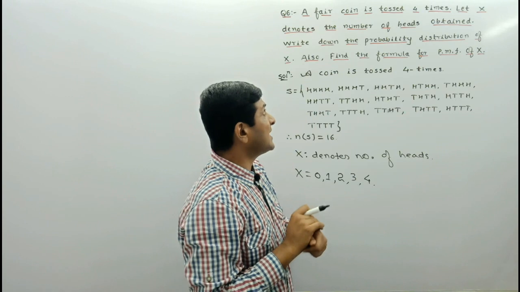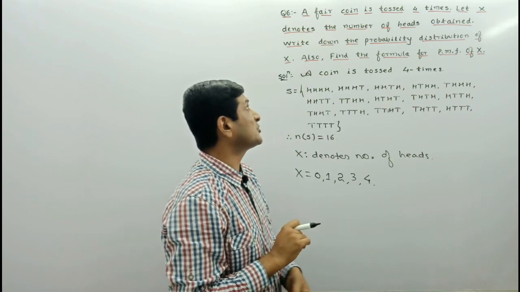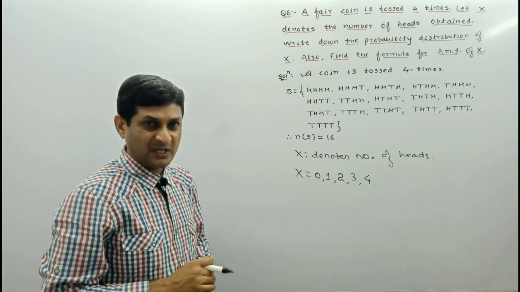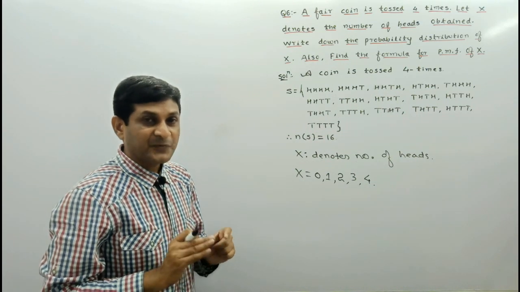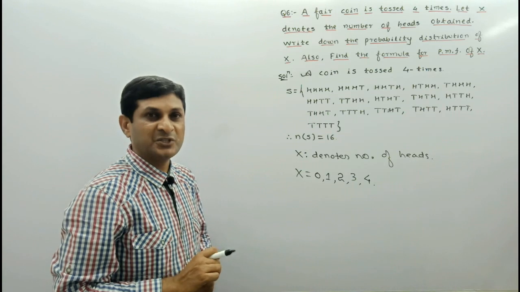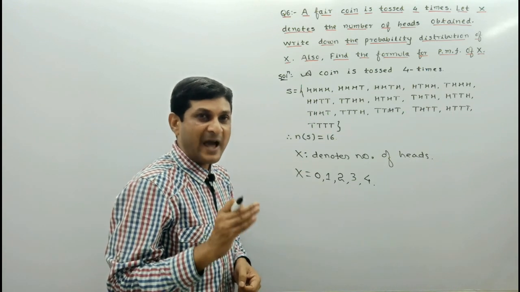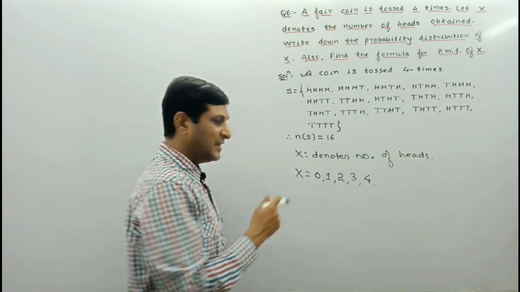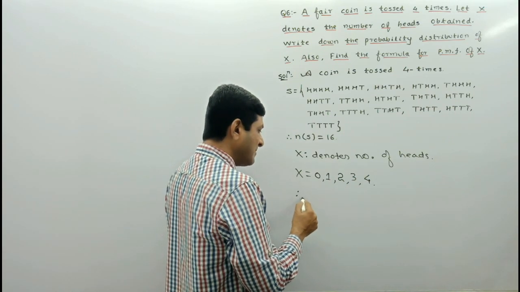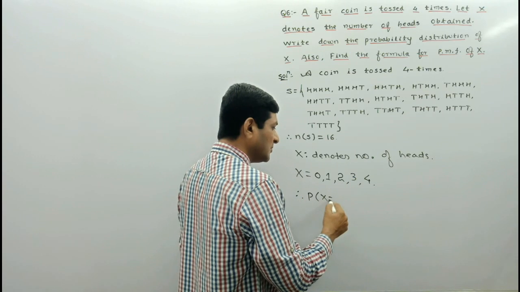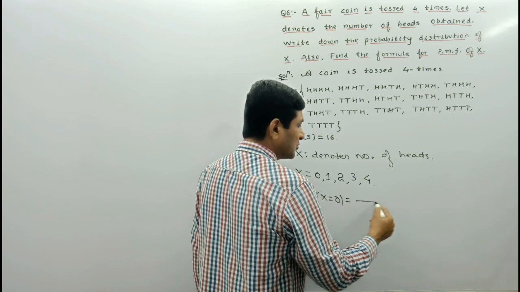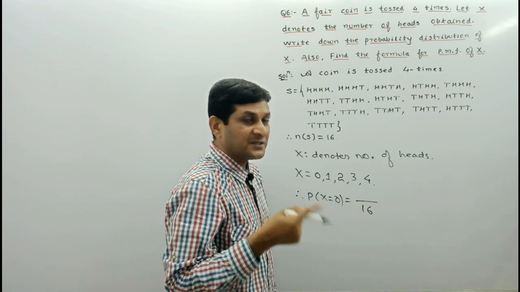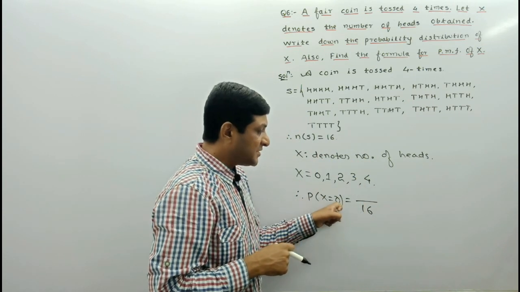Once the values of x are known to us, write down the probability distribution of x. This is our question, to write down what? The probability distribution. To construct the probability distribution, first we have to find the probabilities for all these values of the random variable. So first we are finding the probability when x is equal to 0. Total how many outcomes are there? 16 outcomes are there.